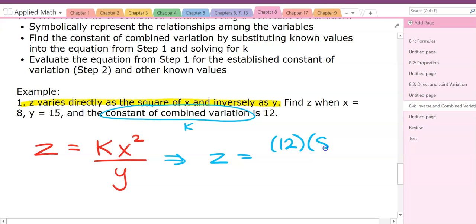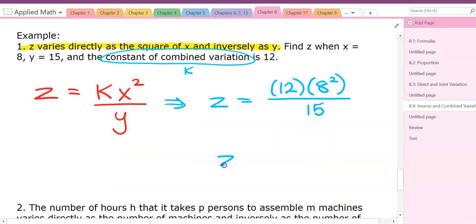X is 8, so times 8 squared, all over y, which is 15. So 12 times 64 all over 15. Somebody do that math and tell me what you get. 12 times 64 divided by 15. Good, 51.2.